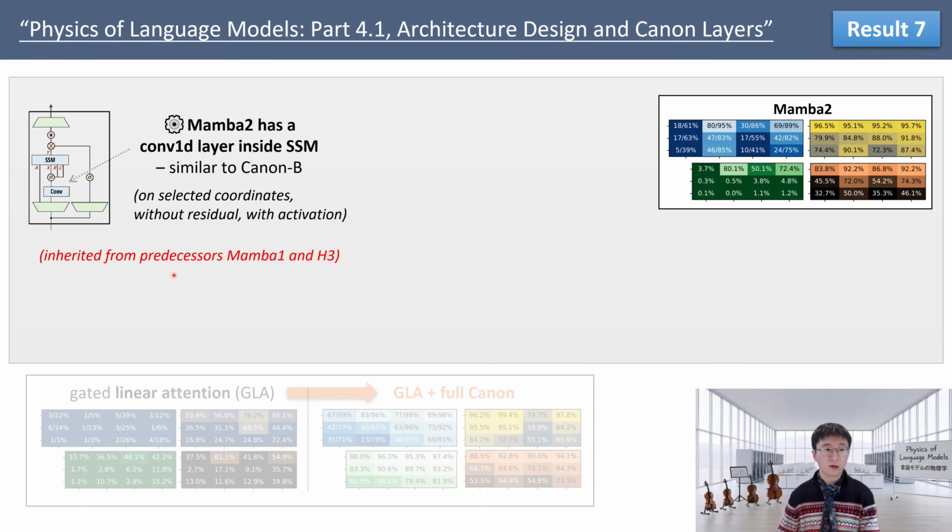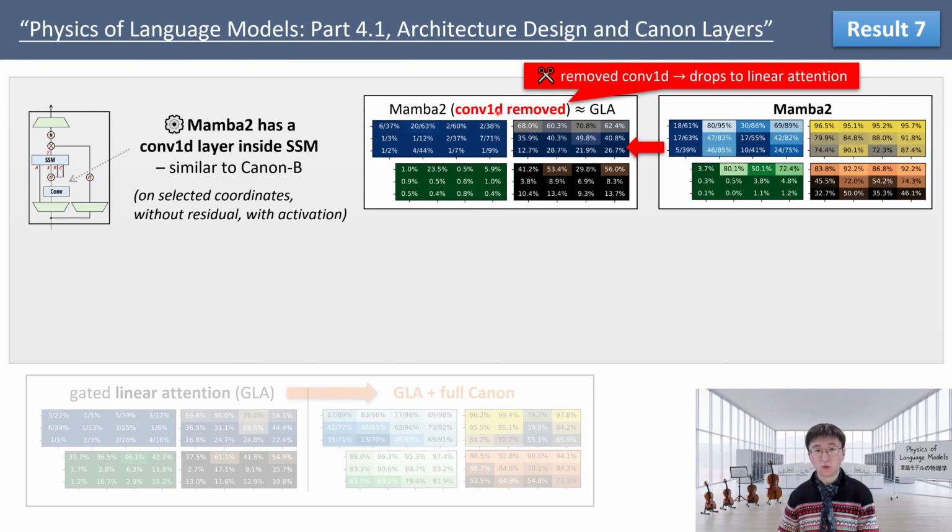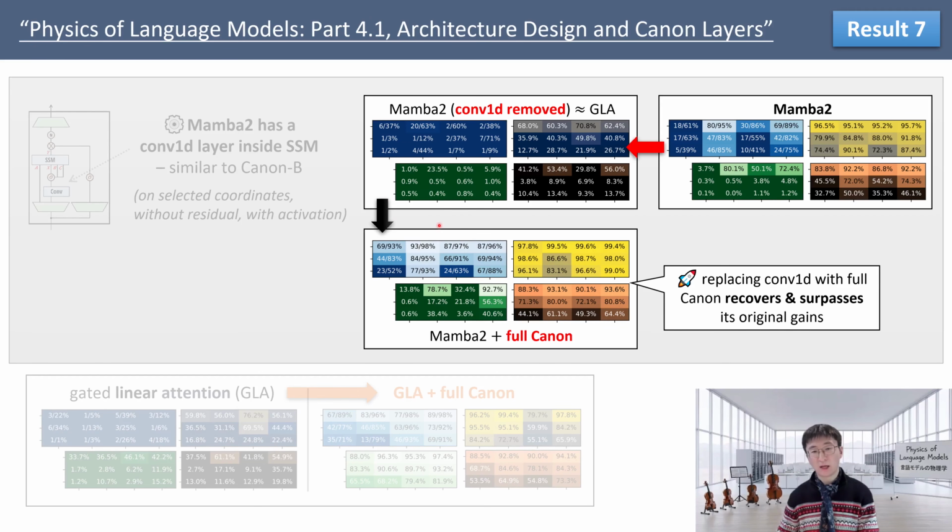So this was inherited from their predecessors, Mamba 1 and H3. But now comes a very interesting experiment with it. That is, we tried to remove that Conv1D. And then the performance of Mamba 2 just significantly dropped to just as low as GLA. Actually, even a little bit worse than GLA. But if on top of that, you add back all of the Canon layers like Canon ABCD, then you can continue to see a performance gain from here to here.